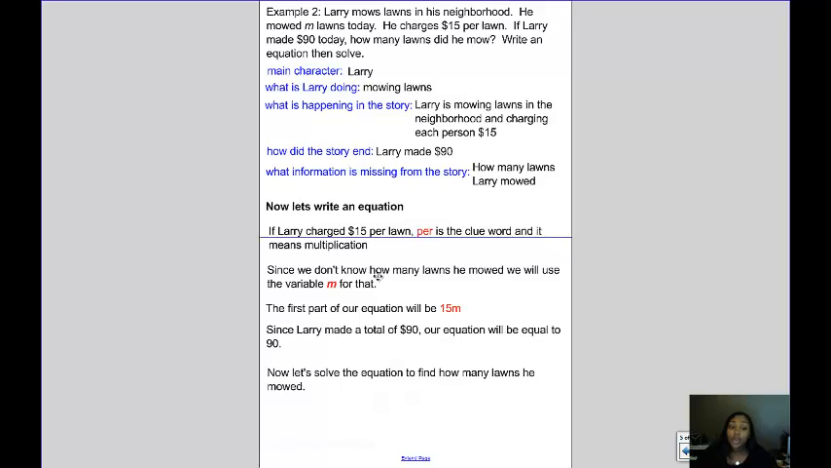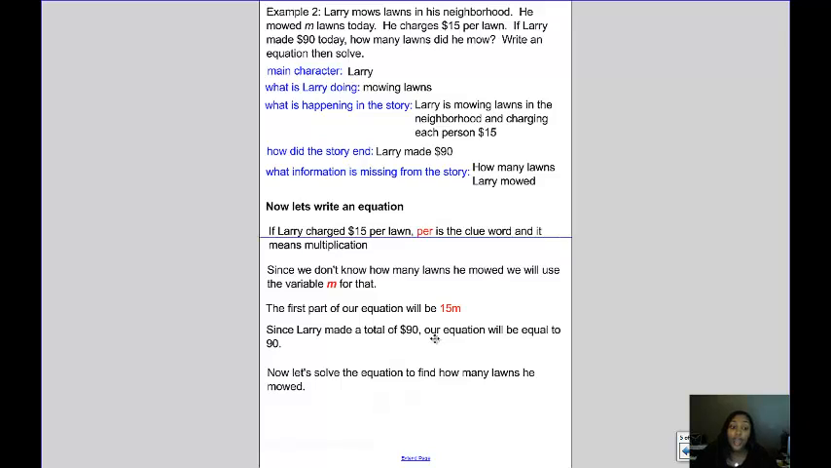And since we don't know how many lawns he mowed, we're going to need to use a variable for that. And I picked M, and it tells you in the problem that M is the variable. So we're going to use M to represent the number of lawns he mowed. And remember, that's the information we don't know. So if it's $15 per lawn, per means multiplication, M is your variable. So the first part of our equation will be 15 times M, and we can show that as 15M.